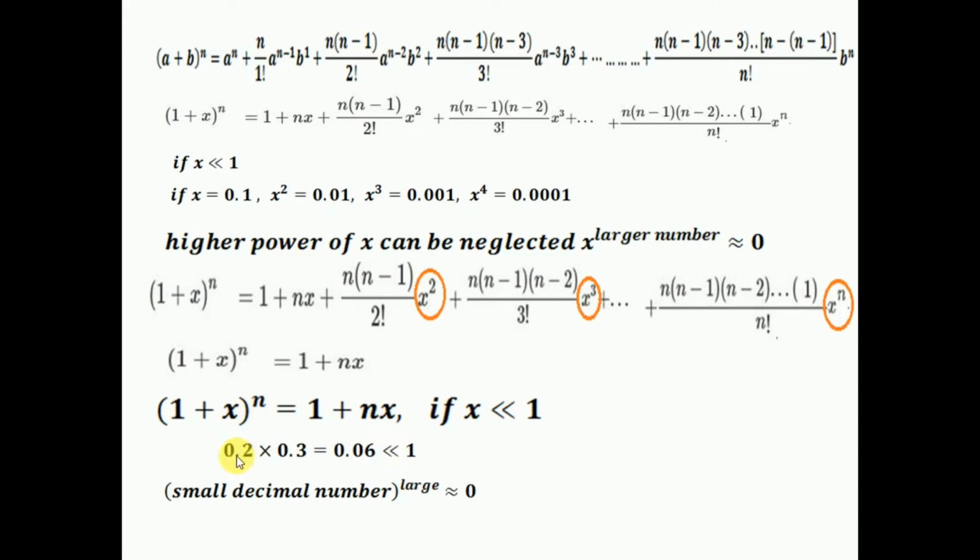Also, 0.2 into 0.3 is 0.06, which is less than 1. And if you have a small decimal number and a large power, for that also we can write 0, because the error is very small as compared to the true value. So now let's start the derivation.